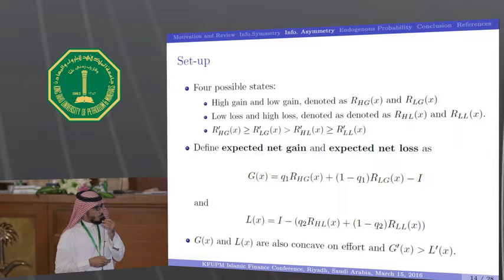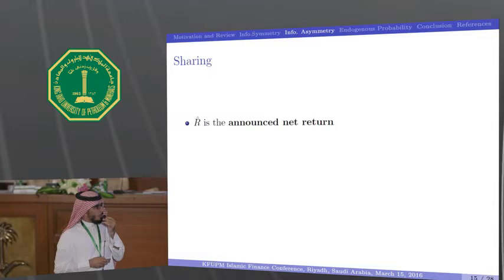We have this definition. We define net gain as the expected gain in the gain states, and net loss as the expected loss in the loss states. Again, we have the same assumptions. Under sharing, R hat is the announced net return. It is not necessarily the same as the actual one. The entrepreneur might cheat and misreport to the financier.